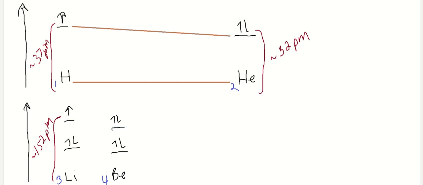So I don't really know how big a beryllium atom is, but I know it's going to be smaller than a lithium atom. There's the trend. Now if we go all the way to the right, we're going to skip all these elements and go all the way to neon. Neon is going to be the smallest.